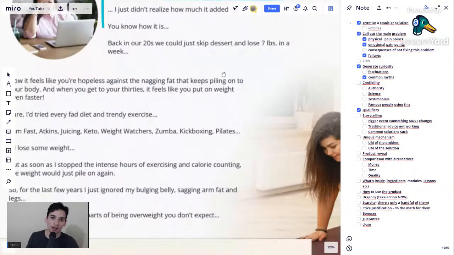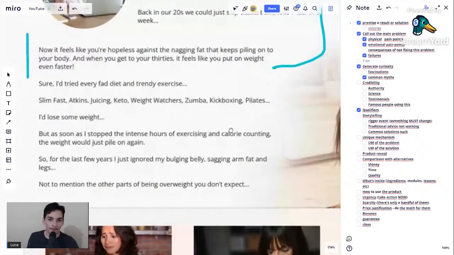And this experience is also very good to qualify people. I tried every fad diet and trendy exercise: Slim-Fast, Atkins, juicing, keto, Weight Watchers, Zumba, kickboxing, Pilates. I'd lose some weight, but as soon as I stopped the intense hours of exercise and calorie counting, the weight would just pile on again. This is one of the failures, and it's also following this. Common solutions suck, right?